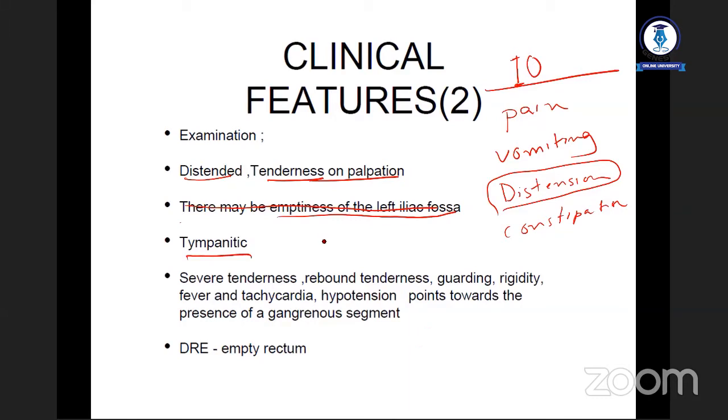Now, what are the red flag signs? The red flag signs are severe tenderness, rebound tenderness, guarding, rigidity, fever, tachycardia, hypotension. This points towards a gangrenous segment. This is very, very important. On digital rectal examination, you may get an empty rectum.